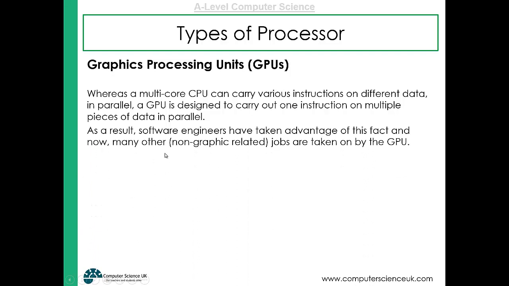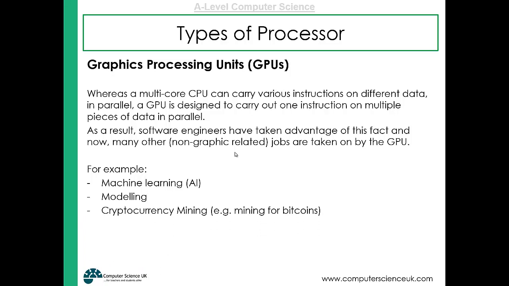So as a result, software engineers have taken advantage of this, and now lots of non-graphic related jobs can be carried out by the GPU. Things like machine learning, whereby it might just be 1 or 2 instructions that need to be carried out over and over again on thousands of bits of data. That can be carried out by the GPU. So machine learning is one modern day application of GPU processors. Modeling and cryptocurrency mining. So any job where it's just the same thing over and over again on multiple bits of data might be best pushed out towards a GPU.